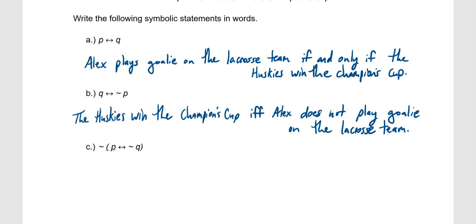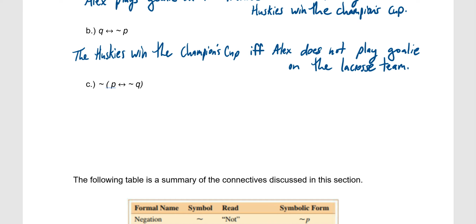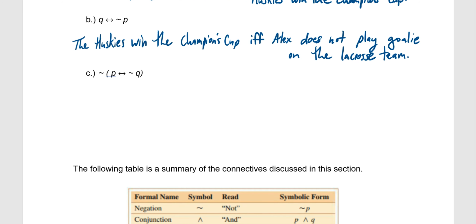Okay, and then the last one here we have a negation out front, and then we have a compound statement inside parentheses. So automatically seeing this negation out front, we know that we have to start with "it is false." It's negating the whole entire thing in parentheses, the whole entire compound statement in parentheses. So we have to say it is false that, and now we can just say exactly what's inside those parentheses. So it is a biconditional, so it is false that statement P if and only if statement not Q.